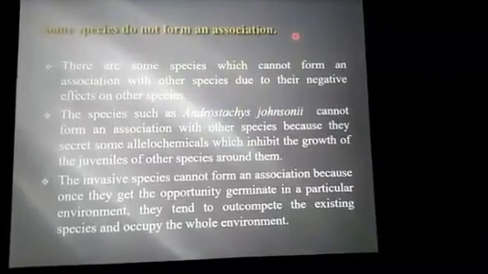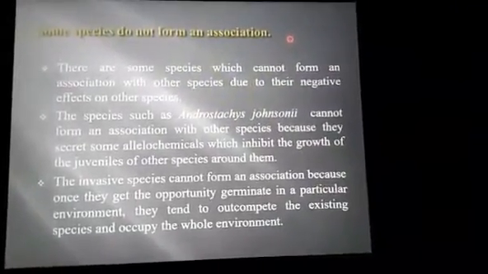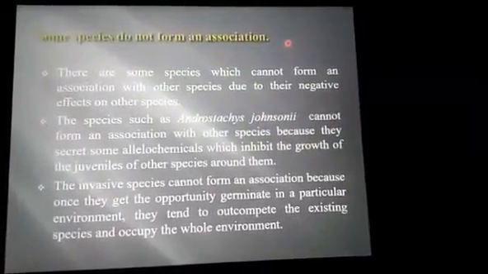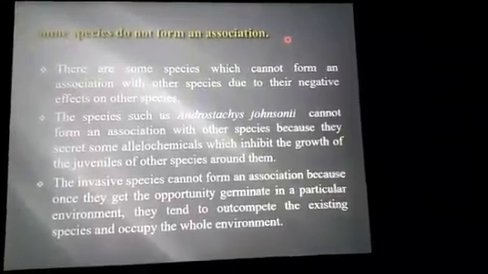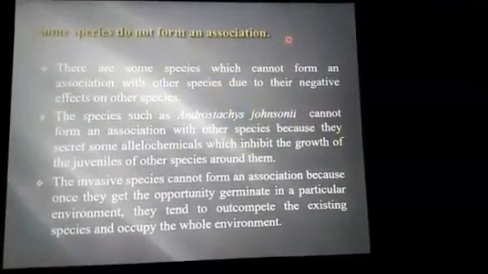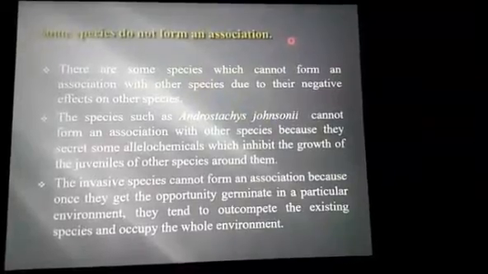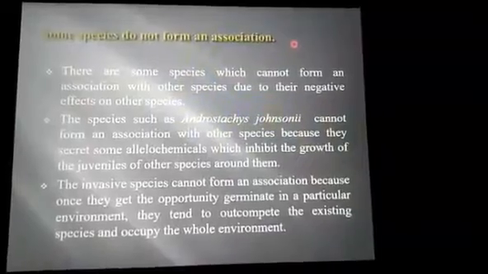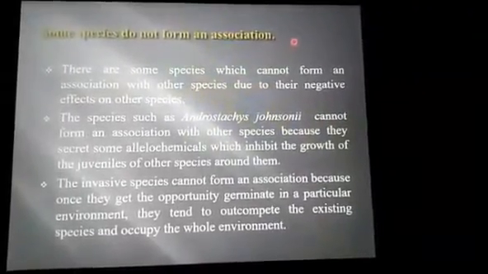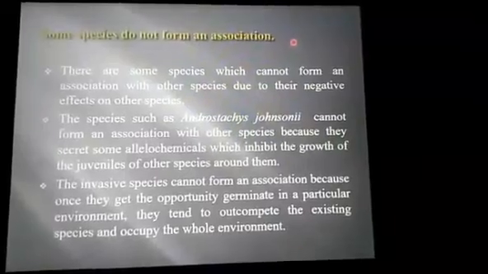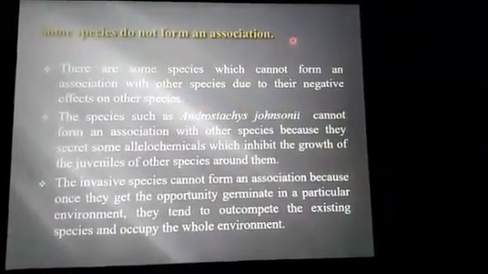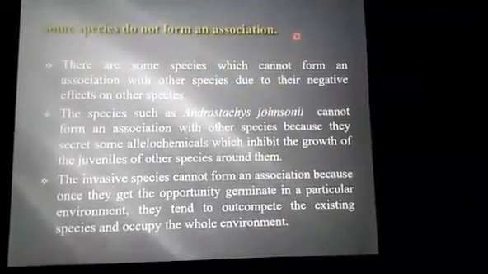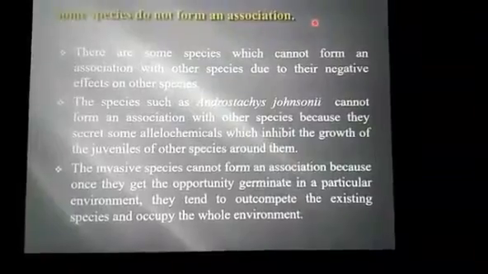So it hinders the growth of other species and also of its seedlings. You cannot find its seedlings growing around it because of the chemicals that it releases. So the invasive species cannot form an association because once they get an opportunity to germinate, they monopolize a certain area and then outcompete the natural or native species which were occurring in that particular area before them.